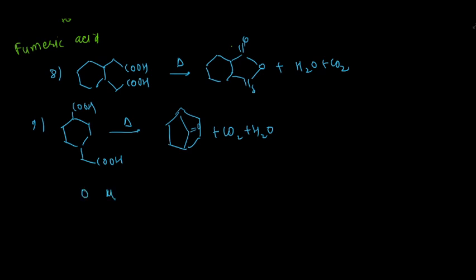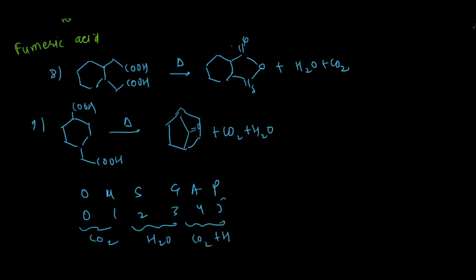Now what is the final conclusion? We have OMSGAP, n equals 0, 1, 2, 3, 4, 5. CO2 release, H2O release, and it also releases CO2 plus H2O.